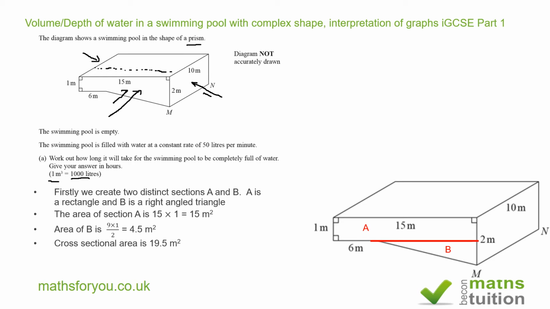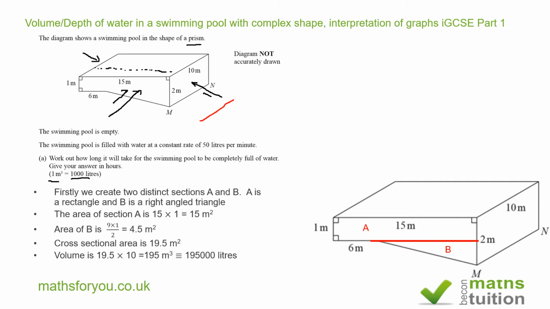Now, to find the volume, we multiply this cross-sectional area by the depth of the swimming pool, which is 10. So if we multiply 19.5 by 10, we get 195 meters cubed. And because 1 meter cubed is equivalent to 1,000 liters, if we multiply 195 by 1,000, we get 195,000 liters. So the volume of the swimming pool is 195,000 liters.